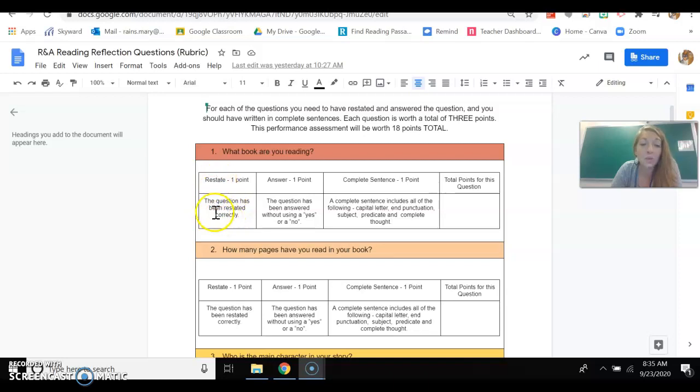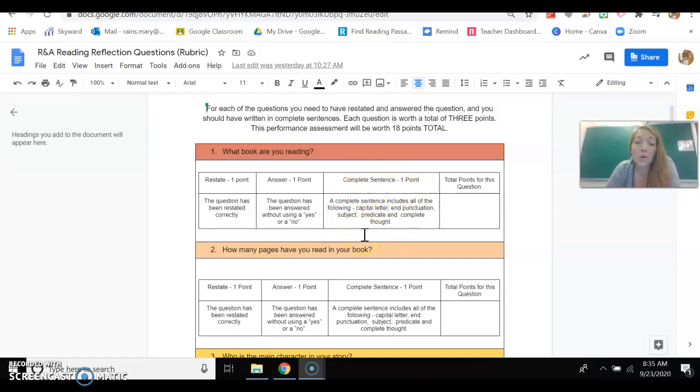So for restate, you need to make sure that the answer is restated correctly. So if it's not restated correctly based on what you've learned about restating a question, then you won't get that point. The same with the answer. If you have answered the question, you will get a point, which is pretty easy normally to answer a question, but you will also not get your point if you use yes or no to answer it, because that's a huge no-no when you're working on restating and answering questions. So make sure you do not answer it with a yes or a no statement.